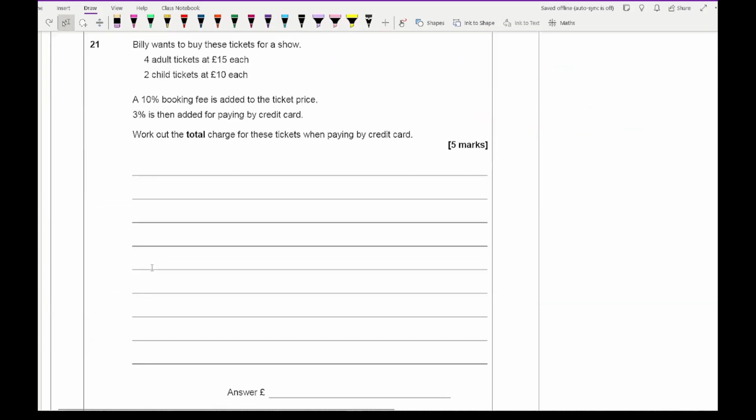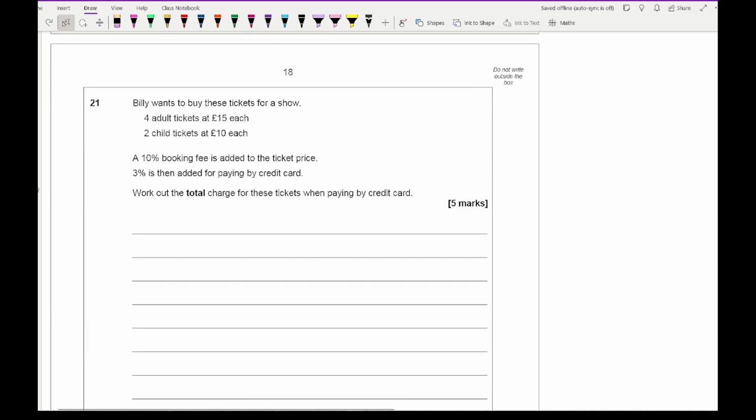Moving on to question 21, it says that Billy wants to buy these tickets for a show. We've got 4 adult tickets, cost £15 each, 2 child tickets, £10. A 10% booking fee is added to the ticket price. 3 percent is then added for paying on a credit card. Work out the total charge of these tickets with a credit card.